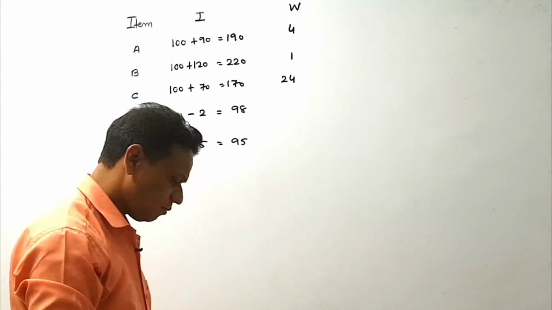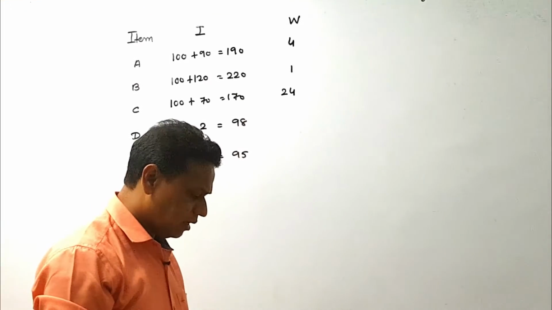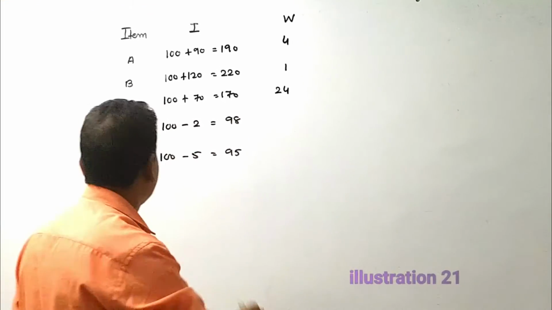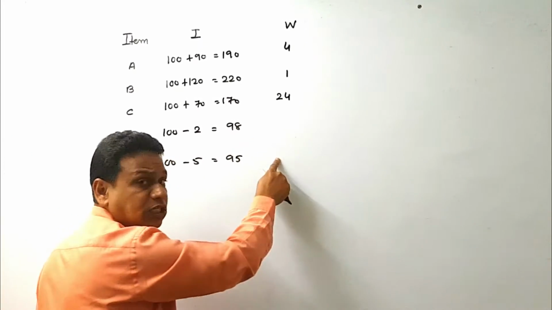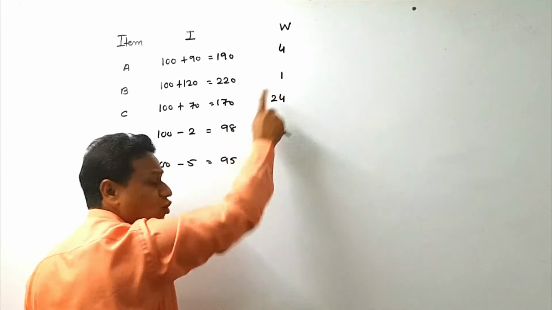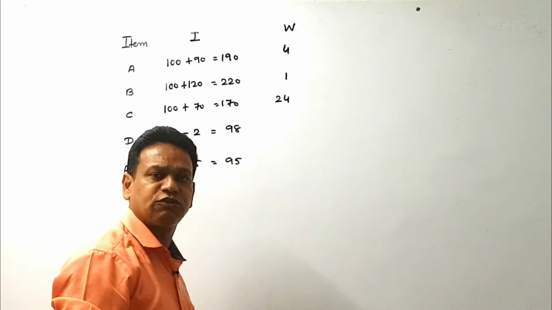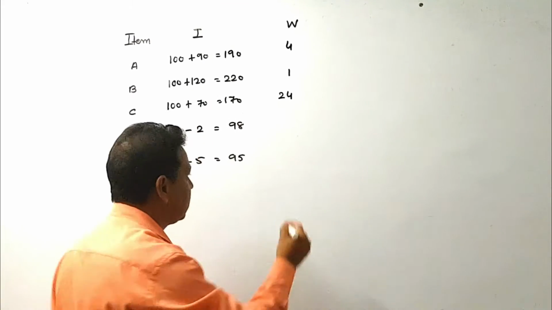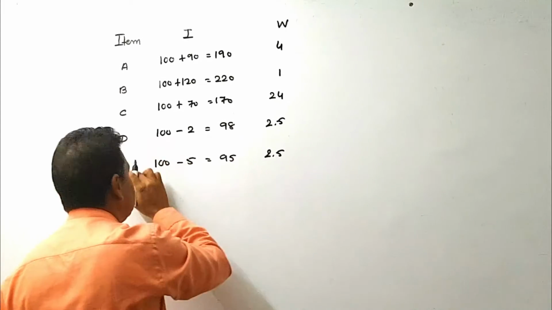Then the importance of items D and E is 2.5 times the importance of item B. D and E have equal importance, but it is 2.5 times the importance of B. So the importance of B is 1. It is multiplied with 2.5. So 2.5 into 1 becomes the same, 2.5. It is the importance of items D and E.